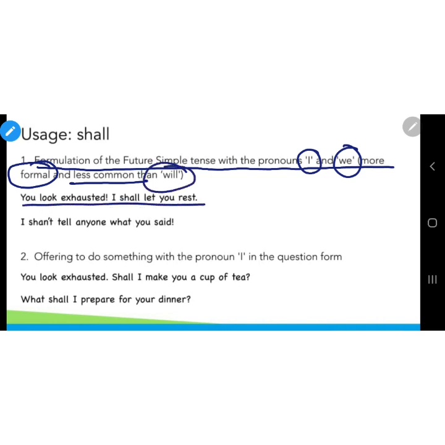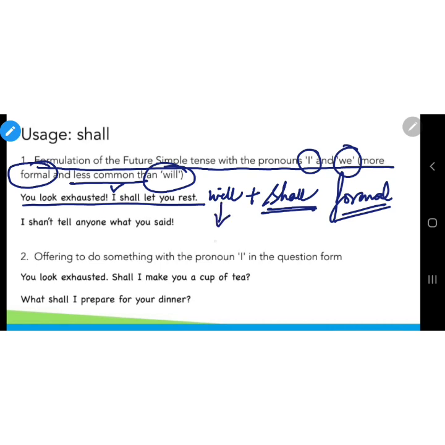You look exhausted, I shall let you rest. So for I, you can use will and shall, both, but shall is more formal. A teacher can say shall to a student, you look exhausted, my dear, I shall let you rest. But when a friend is talking to a friend, it is better, you look exhausted, I will let you rest.